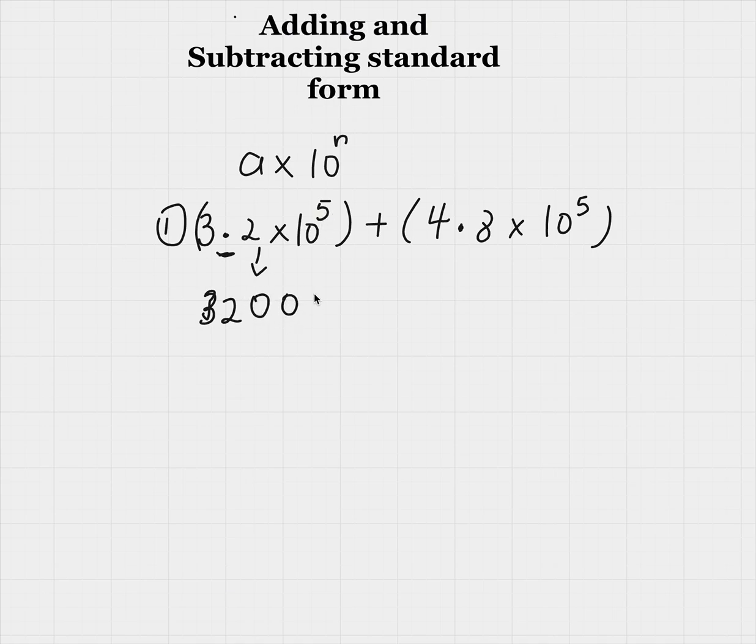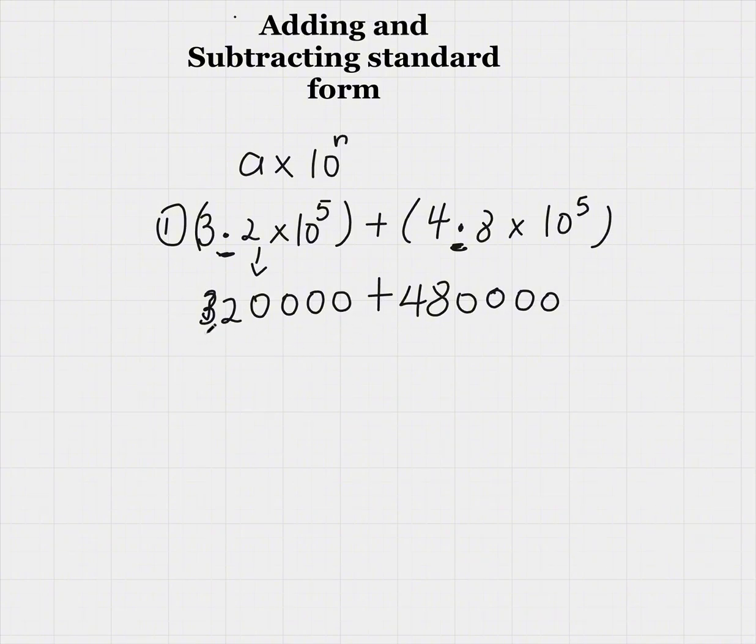We're going to add 4 zeros, plus 4.8 times 10 raised to the power 5. It's also the same thing, 48. Because it's decimal, instead of adding 5 zeros, it's going to reduce to 4 zeros: 1, 2, 3, 4. And so once you have that, you add the two numbers.